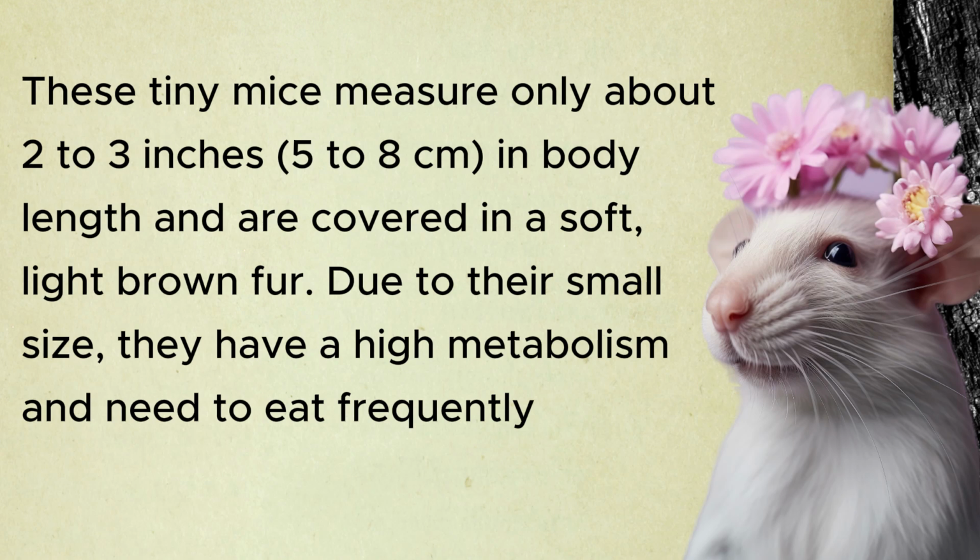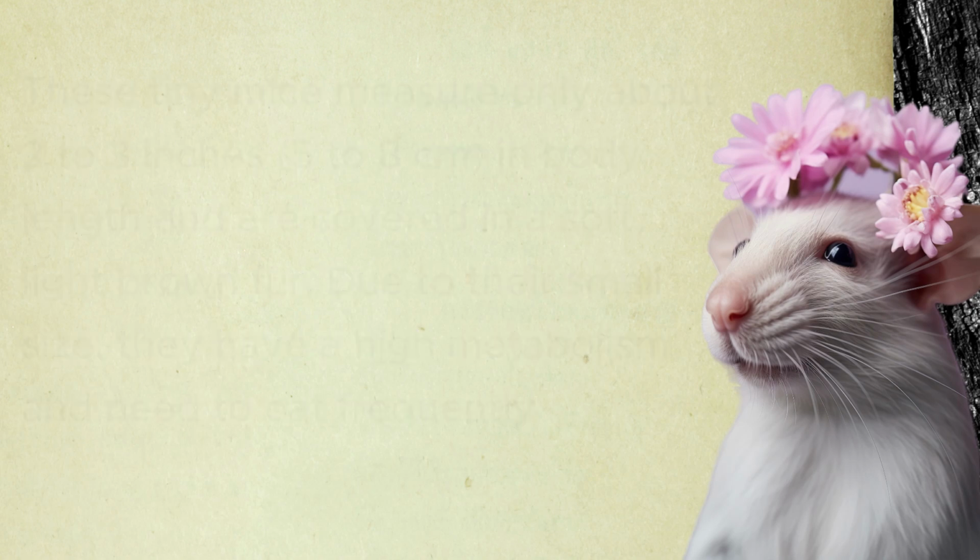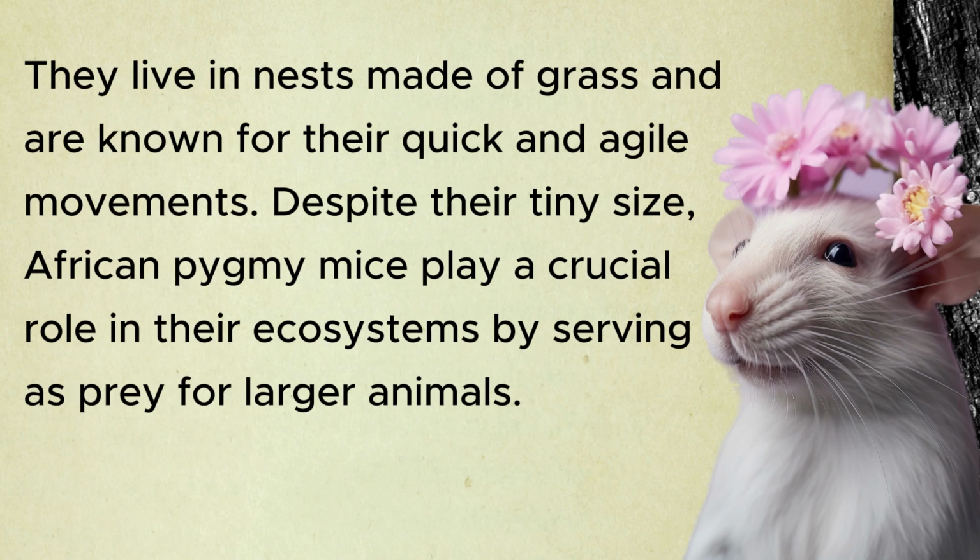Due to their small size, they have a high metabolism and need to eat frequently. They live in nests made of grass and are known for their quick and agile movements. Despite their tiny size, African pygmy mice play a crucial role in their ecosystems by serving as prey for larger animals.